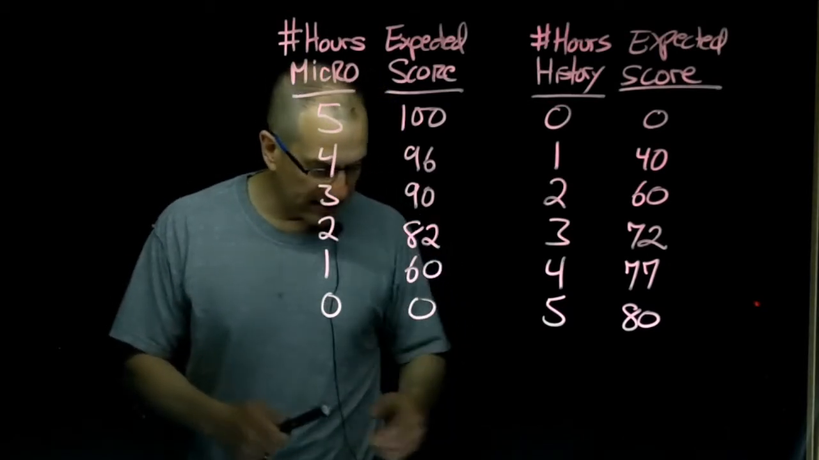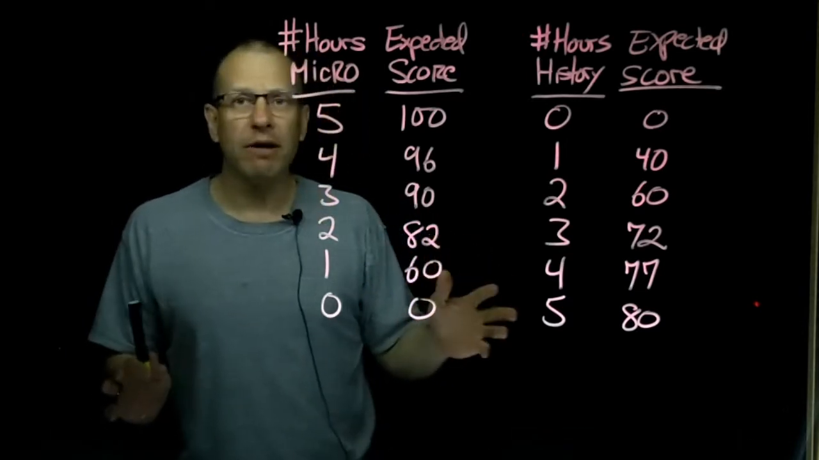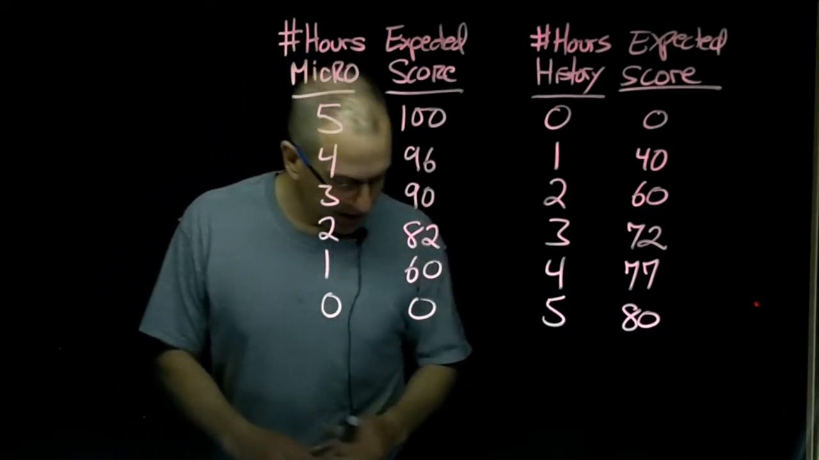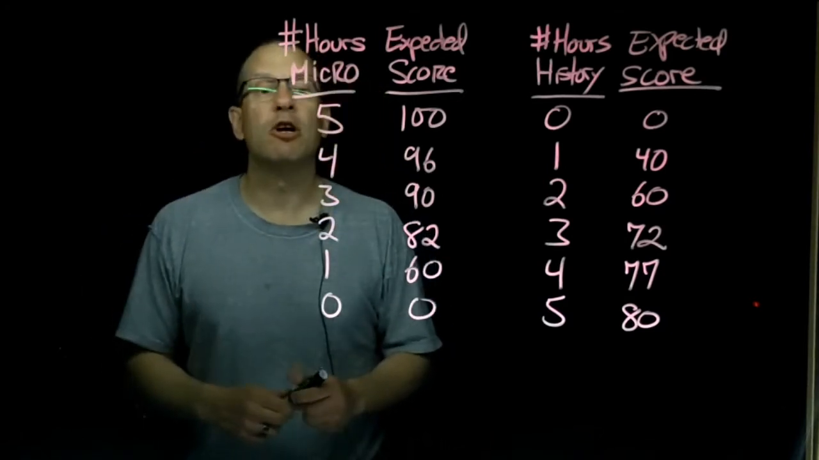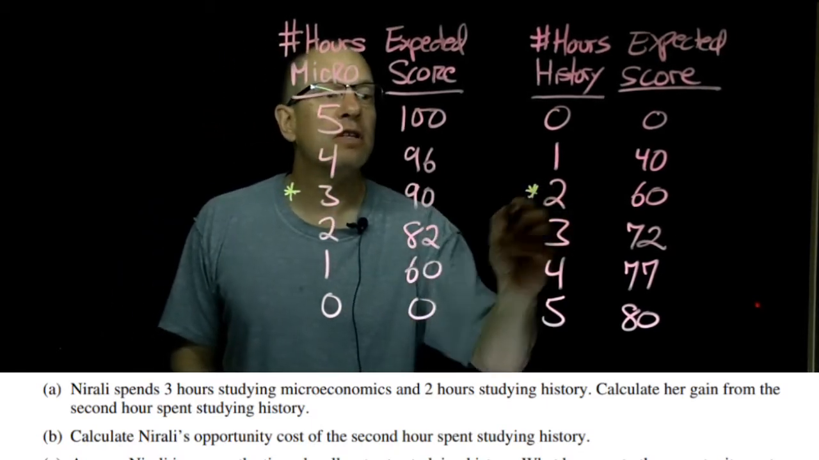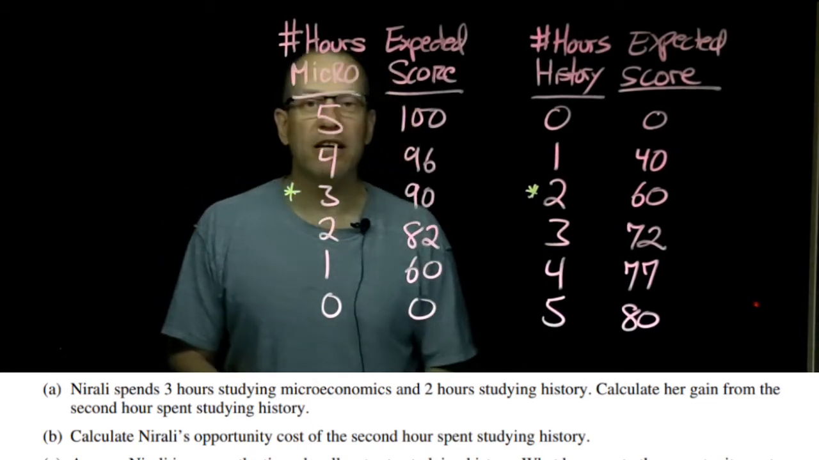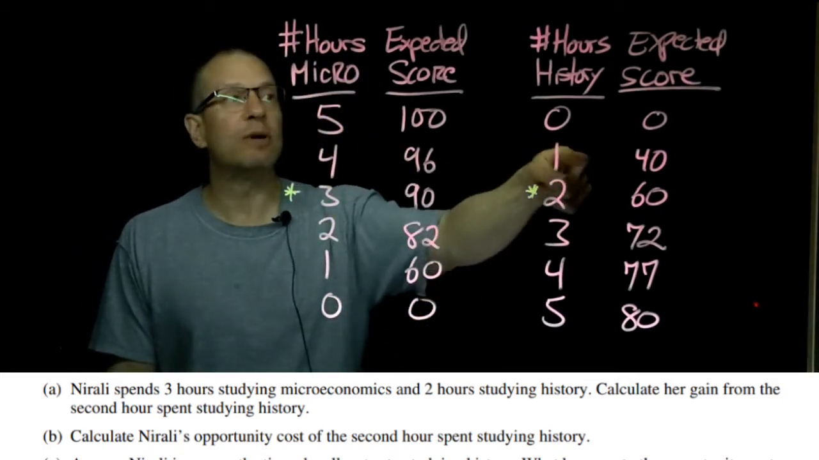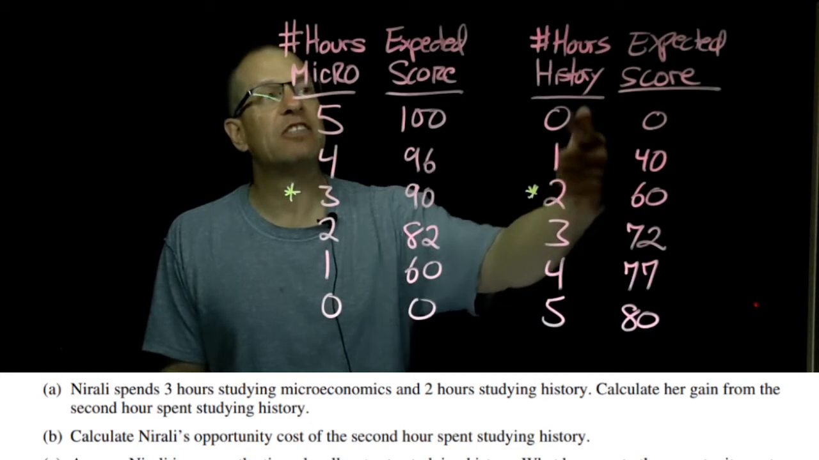The first question, A, says Naraili spends 3 hours studying microeconomics and 2 hours studying history. So that would be 3 hours studying microeconomics and 2 hours studying history. It says calculate her gain from the second hour spent studying history. So out of the 5 hours, she has 3 on microeconomics and she uses 2 on studying history. And it says calculate her gain from that second hour that she spent studying history.